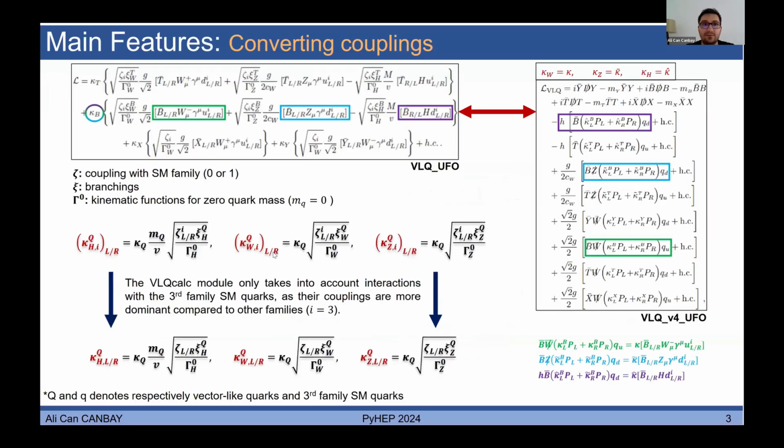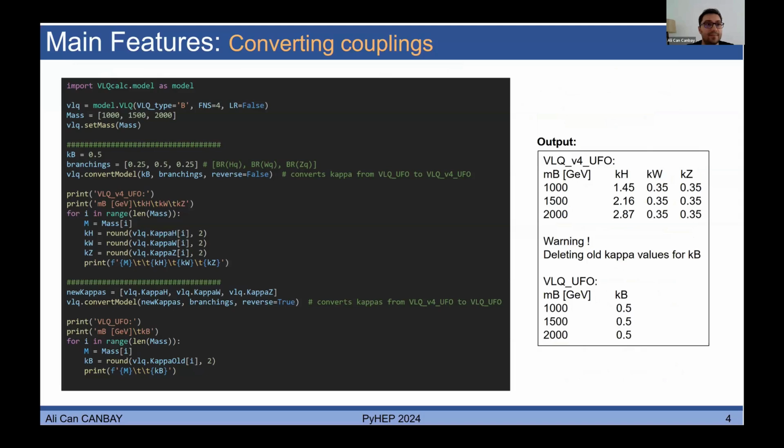To understand the conversion of couplings, first we need to look at the Lagrangians for the models. As you've seen here, VLQ V4 UFO has reduced the free parameters of the VLQ UFO model, and these equations can be used for conversion. But the VLQcalc module only takes into account interaction with the third family of standard model quarks, as their couplings are more dominant compared to other families.